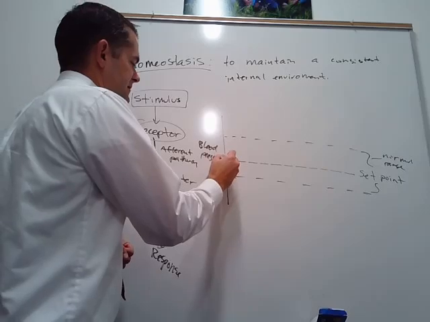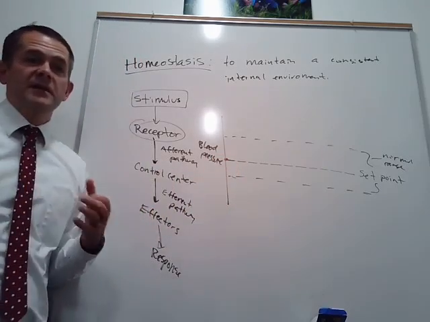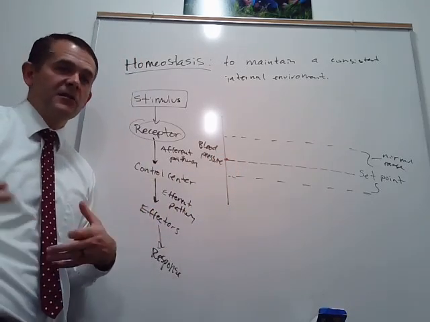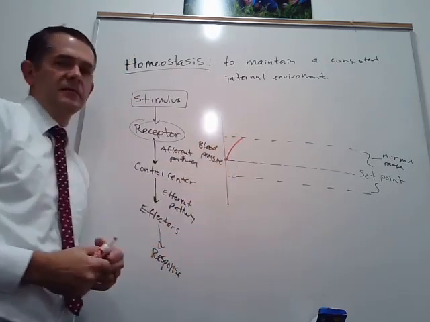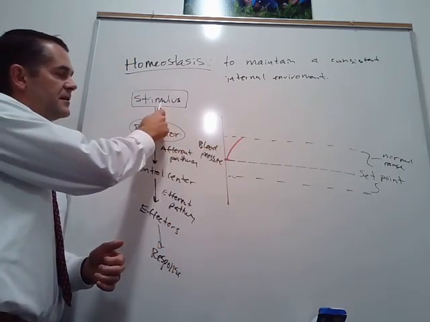And so let's say your blood pressure starts out, we'll pick a new color, we'll do red. Let's say you start out here at your set point. But let's say you have a test coming up and you're feeling very anxious, your heart starts beating hard and fast, and so your blood pressure kind of goes up, right? Well, that's your stimulus.